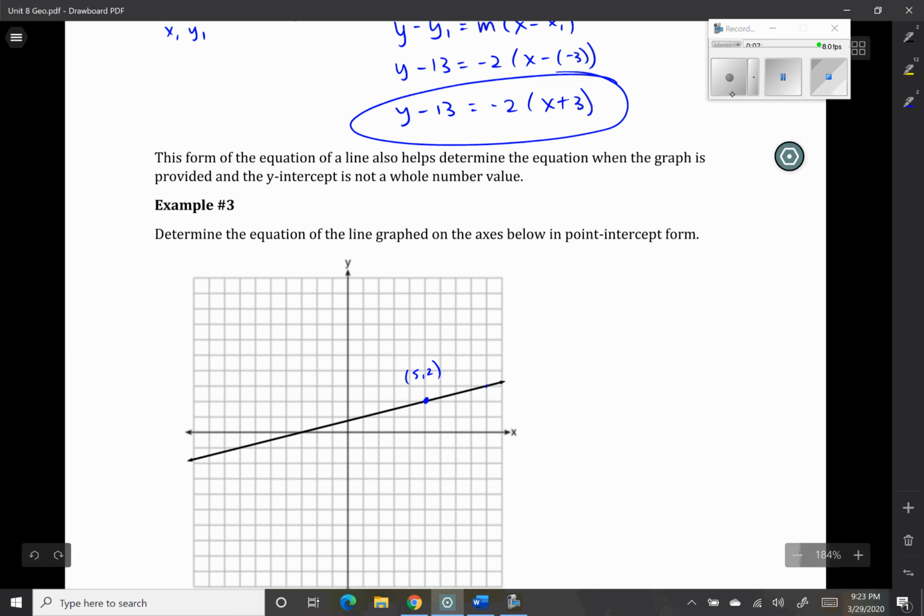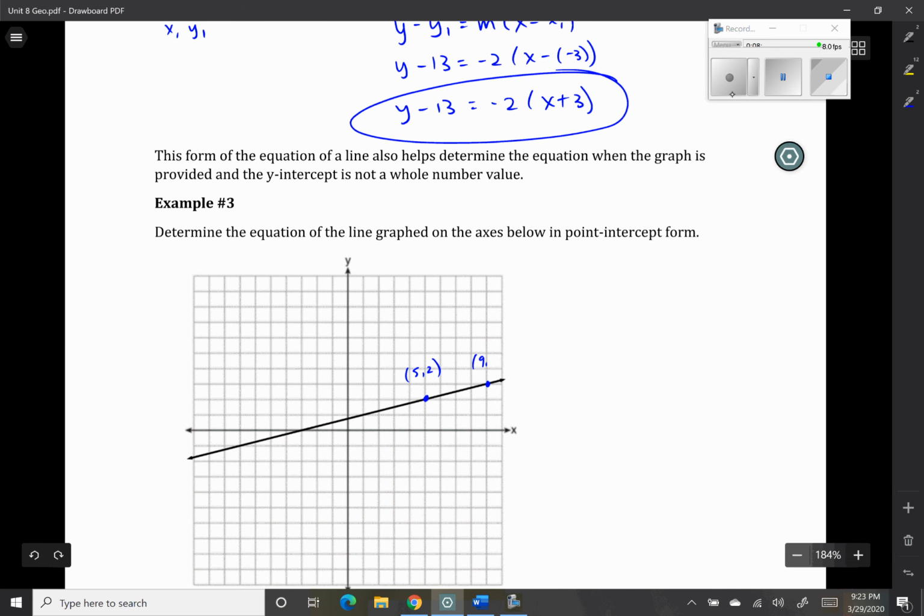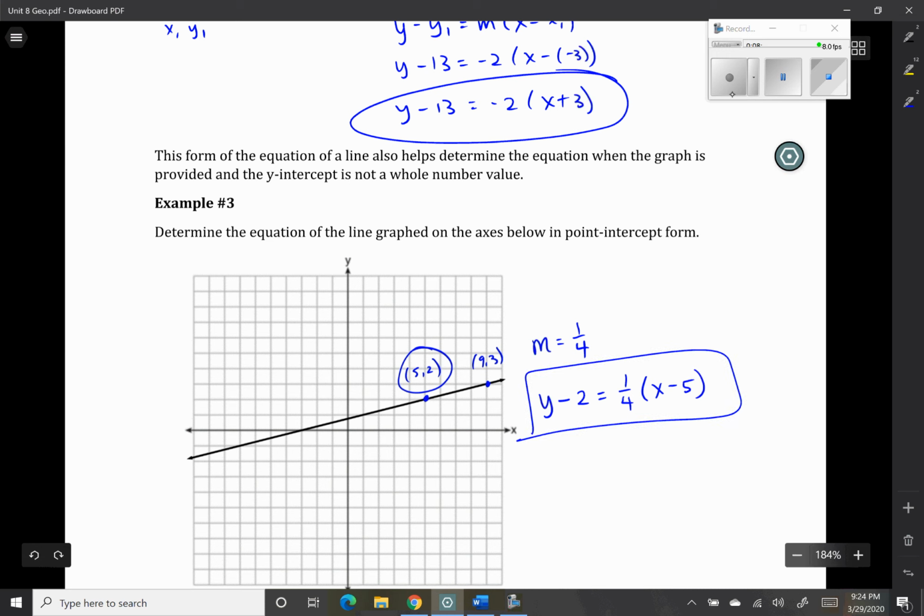I see another point on this line, which looks to be 9, 3. Now, if I went from one point to the next, the slope here is up 1 to the right 4. So I already know the slope of this line is 1/4. And I know points on this line, so I can write the equation of this line. So I can say y minus either point, so I'm going to use 5, 2, so minus 2 equals 1/4 times x minus 5. That's the equation of this line.